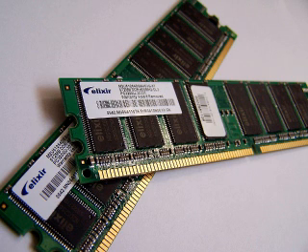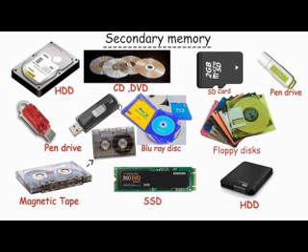Then secondary memory. Secondary memory is a permanent memory. It is a non-volatile memory. That means the content of the memory will not be erased when we switch off the computer. Examples of secondary memories are hard disk, CD-ROM, DVD-ROM, etc.